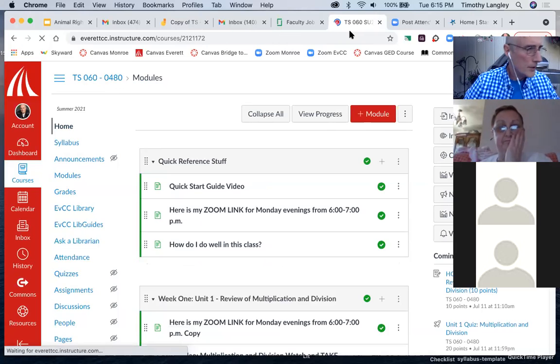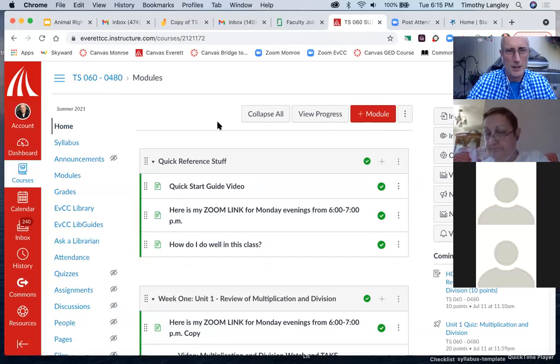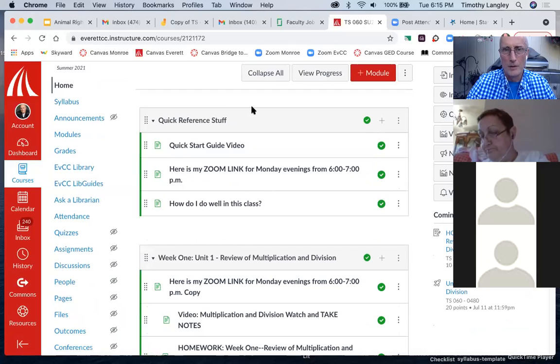So in my class, when you first land, this is what it looks like, and this is the TS60 class. It's Math 60, and what I've done is at the very top, I've got a first little module with some quick reference stuff. Like a 2 or 3 minute video just showing you what I'm showing you right now. Every week, my Zoom link will be right there, and I actually put it in every week's module as well. And then a little note on how to do well in my class, okay?